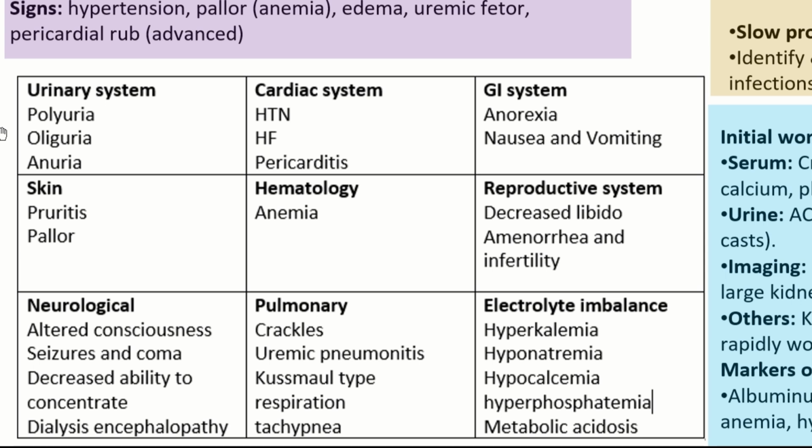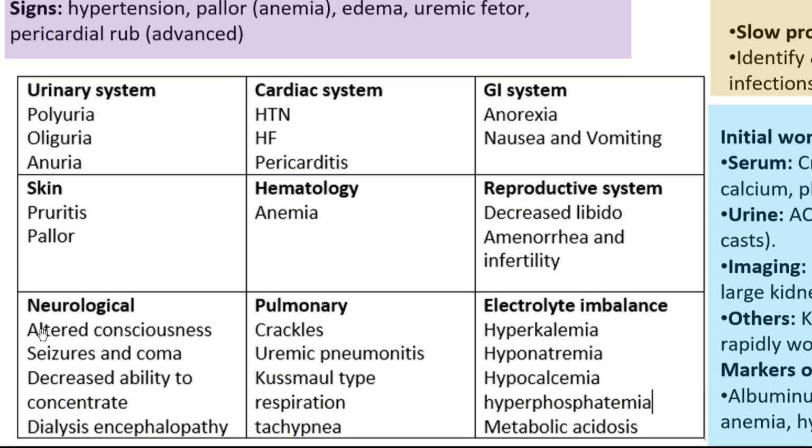We shall have things like decreased libido, amenorrhea, infertility. We shall have neurological symptoms like altered consciousness, seizures and coma, decreased ability to concentrate, and encephalopathy. Altogether, these things may be referred to as uremic encephalopathy.